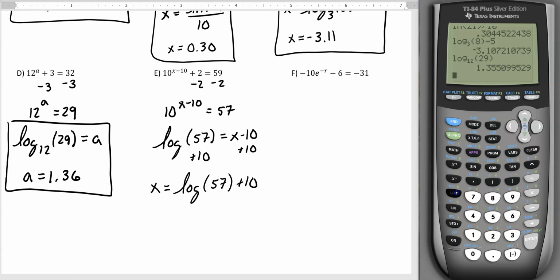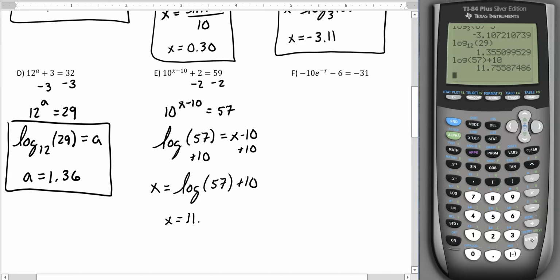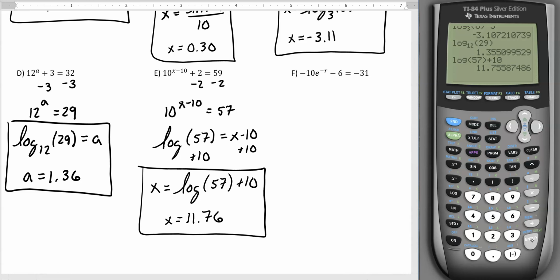So in my calculator, log of 57 plus 10, press enter, we get 11.76. X equals 11.76. When we round to our nearest hundredth, there would be our two solutions. Now let's go ahead and do letter F together here.